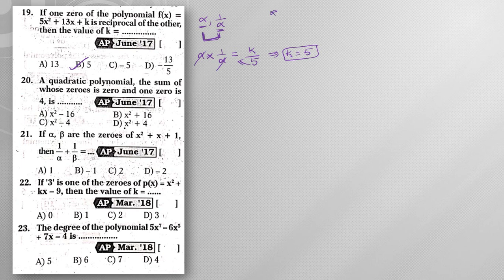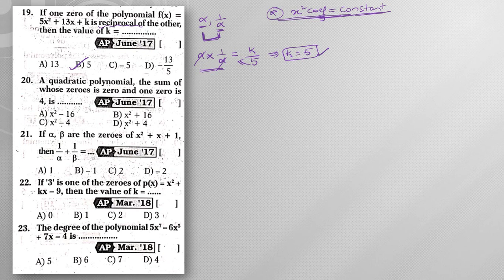So here we are having a shortcut. Just remember this. Whenever you say one zero is reciprocal of the other, simply make x square coefficient equal to constant. So you can make use of this shortcut, right? The condition is if one zero is reciprocal of the other. So you have understood how it came, right? Alpha into 1 by alpha, when you multiply, alpha gets cancelled, then the denominator will be transposed to the other side. So from that k is equal to 5 is my answer, right?